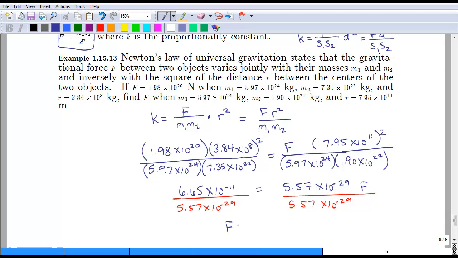So in this case, the force ends up being 1.19 times 10 to the 18th. And our units in this case are newtons. And this makes sense. It's comparable to what was given of 1.98 times 10 to the 20th. This is different by a factor of 2 in our exponent there.